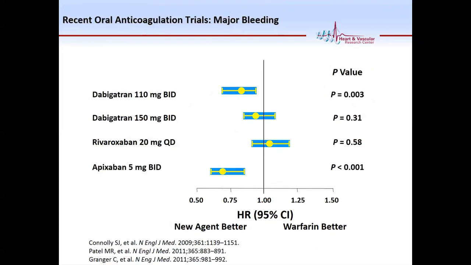If you looked at the risk of major bleeding, the risk was lower than warfarin if you were taking apixaban 5 milligrams twice a day. So that's kind of a nice drug. I think if I had to be on one of these, I'd like that one. Dabigatran 110 milligrams twice a day also came out with less bleeding than the warfarin group.